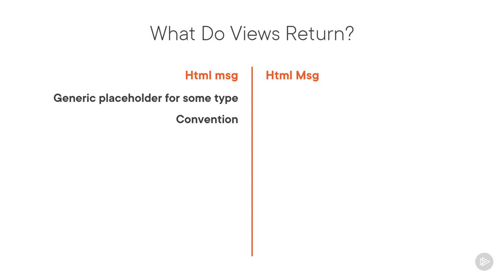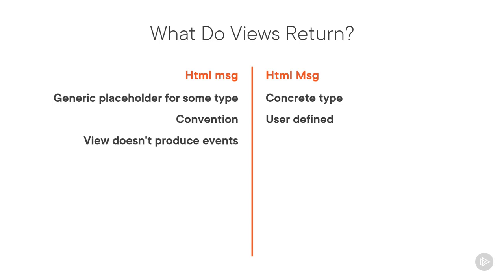defined later. The big idea is for a view to return lowercase messages as long as it doesn't produce interesting events, such as on-click for buttons. In contrast, HTML uppercase message is a concrete type, not just a placeholder. The concrete type is user-defined, like we did in the demos. If a view produces events that we care about, such as clicking a button, then the view returns HTML with a concrete type. Overall, if a view has no interactivity, return lowercase messages. If the view needs to be interactive, return uppercase messages.